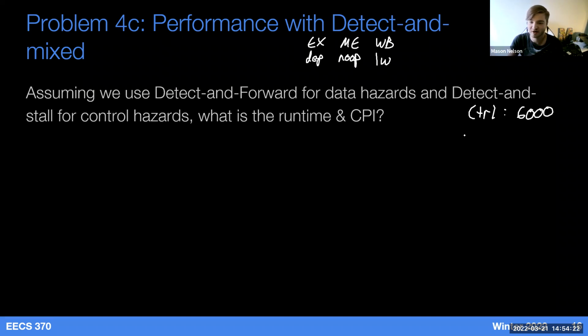So now we just take our number of NOPs, which was 2,500, and multiply that by the percentage of LWs followed by a dependent instruction. Now we're multiplying by one NOP instead of two. This comes out to 750 NOPs that we'll insert for data hazards, and those are the only NOPs we'll insert for data hazards.